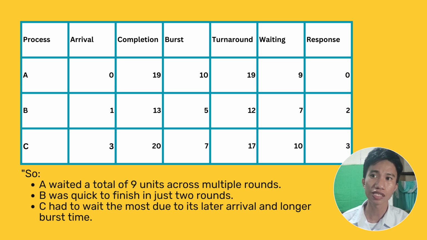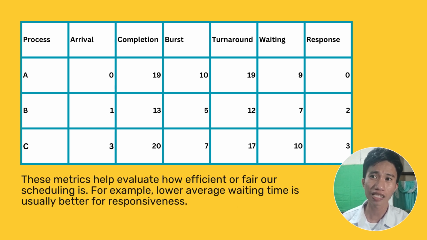B was quick to finish, in just 2 rounds. C has to wait the most due to its later arrival and longer burst time. The metrics help evaluate how efficient our scheduler is. For example, a lower average waiting time is usually better for responsiveness.